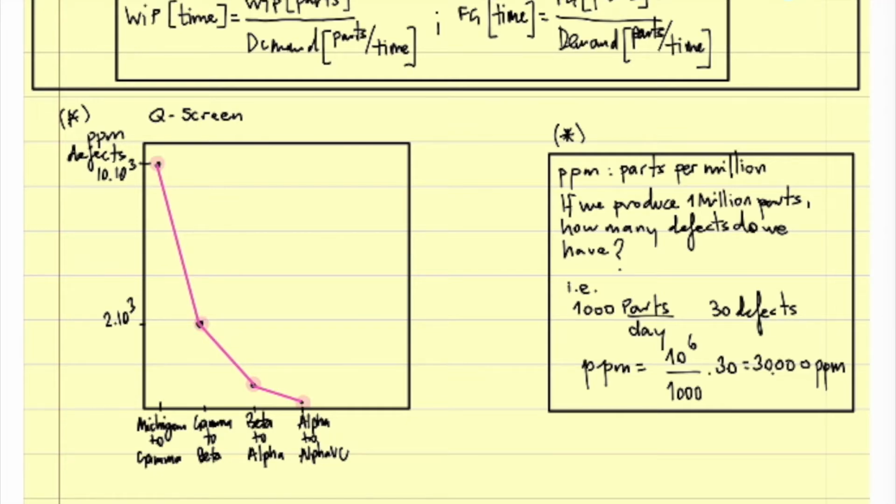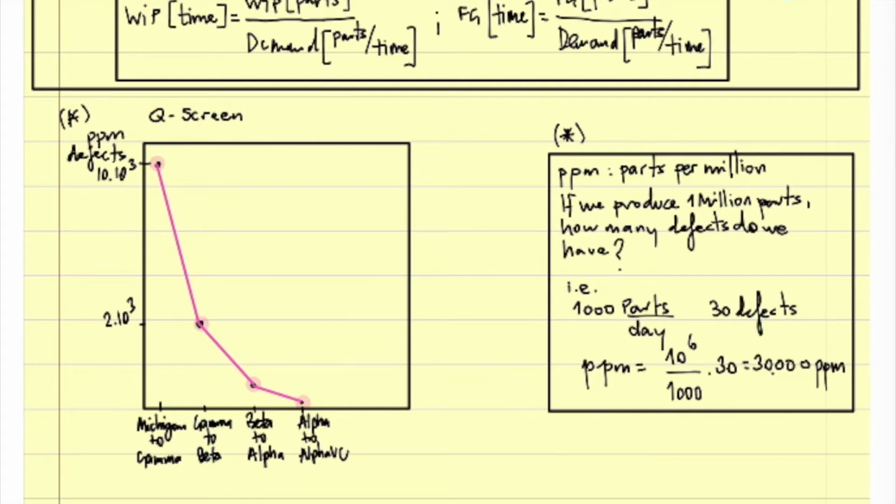Yeah. It shows in which courses of the value streams there are the most quality problems. It shows where we have most quality problems. Very good. And where do we have the most quality problems? The process with the highest PPMs. In this case, it's the process from Michigan to Gamma.